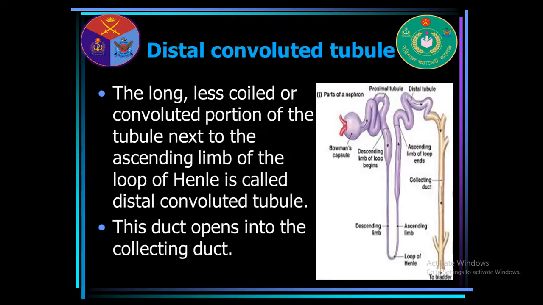Distal convoluted tubule. The long, less coiled or convoluted portion of the tubule next to the ascending limb of the loop of Henle is called distal convoluted tubule. So this part is called distal convoluted tubule. This duct opens into the collecting duct. So this duct opens into collecting duct. This is collecting duct.